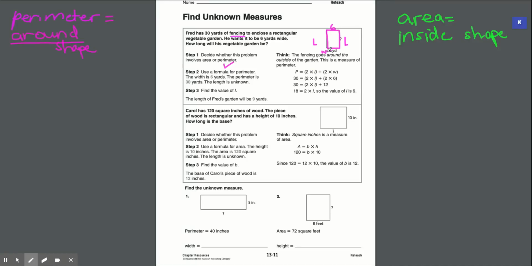6 is the width each time. So that's how you find perimeter. L plus width plus width. That's the same thing as 2 times L plus 2 times W, 2 times width. So we know the value for perimeter, and we know the value for the width. But what we don't know is how long it is. But let's keep going with what we know and we can solve. 30 is equal to 2 times L, that's the 2 L's we have to add, plus 12, because 2 times 6 is equal to 12.